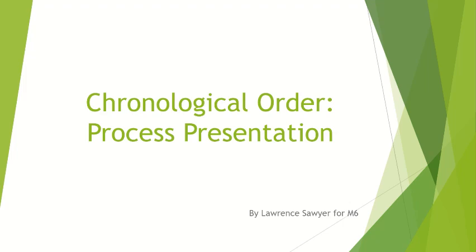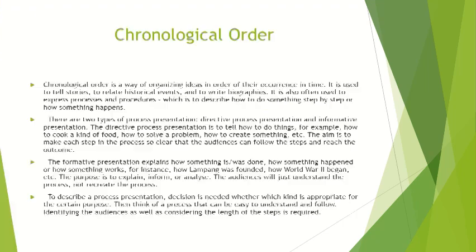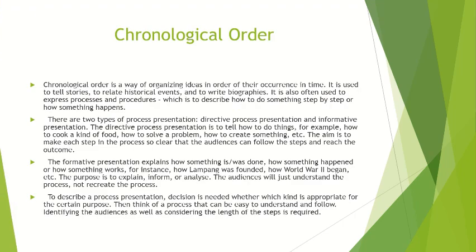Today we're going to be learning about chronological order, and this is the process presentation. What is chronological order? Chronological order is a way of organizing ideas in order of their occurrence in time. It is used to tell stories, to relate historical events, and to write biographies. It is also often used to express processes and procedures, which is to describe how to do something step by step or how something happens.